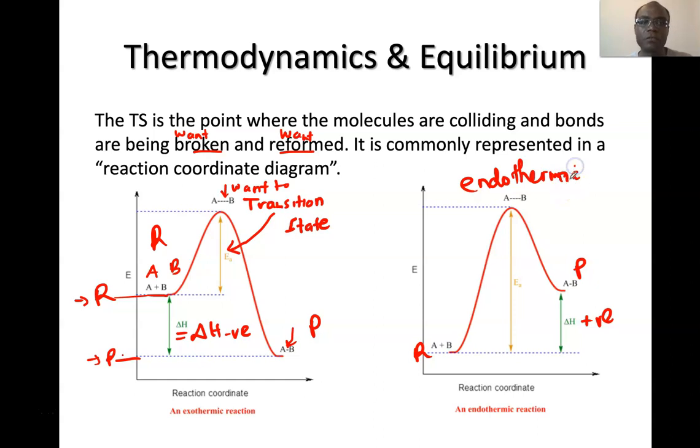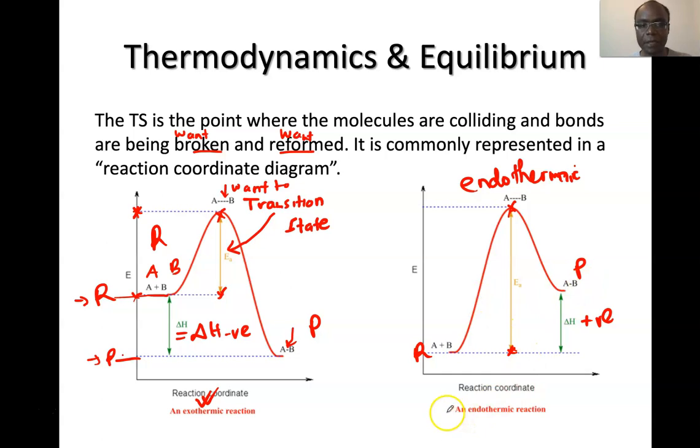Now, which of these two is likely to happen instantaneously? The answer is going to be this one, right? Look at the activation energy, the energy required to get to the transition state, which is less. There's less distance from this point to that point compared to here. Here you really need a lot of energy to get up this higher mountain before you get your products.